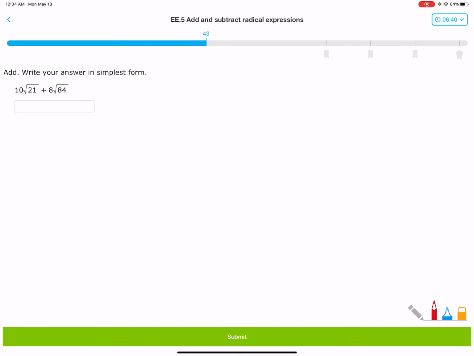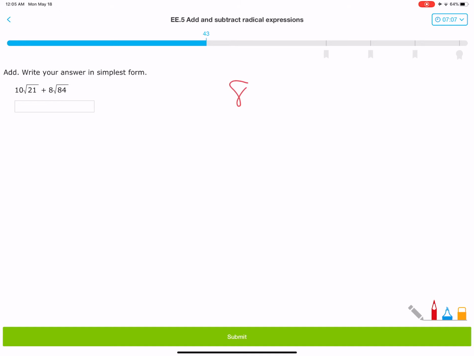So now we get to radical expressions such as this. We have 10 square root of 21 plus 8 square root of 84. Now the square root of 21 is something we can't really solve, and the square root of 84 is also not a perfect square, but we do know that the number 21 does go into the number 84.